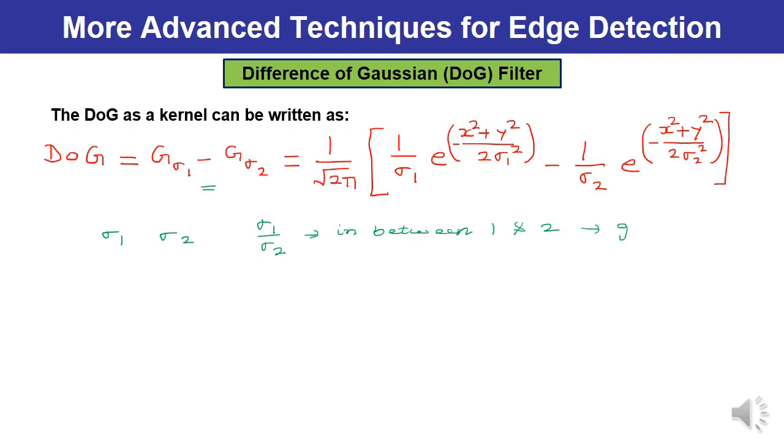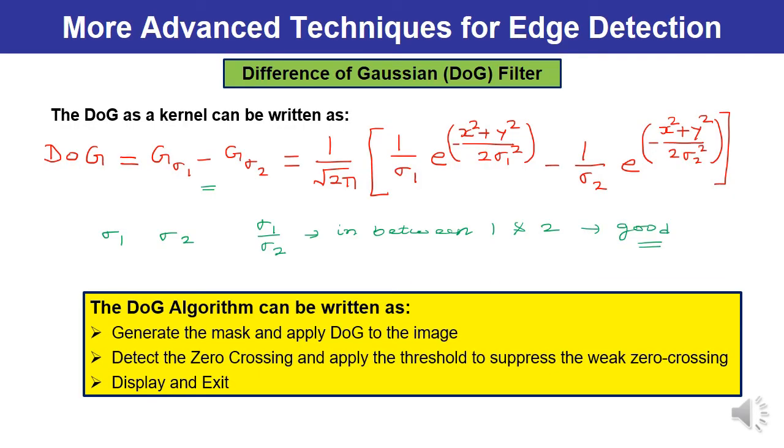So the performance will be good over here. Now what is the algorithm? This particular algorithm can be understood in this manner. First generate the mask, apply DOG, then detect the zero crossing and apply threshold. Means somewhere you have to check whether the value which you are getting is more than the threshold value or less than it. Accordingly you are getting the point. Then display and exit from that particular program. So this is the DOG algorithm. This algorithm is also very important.